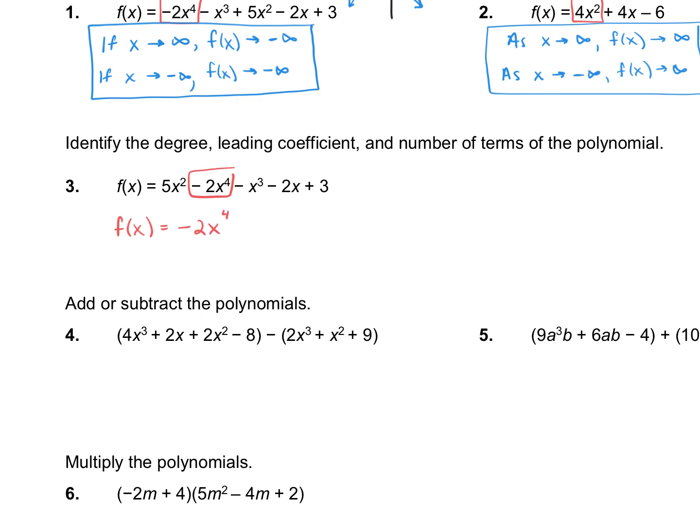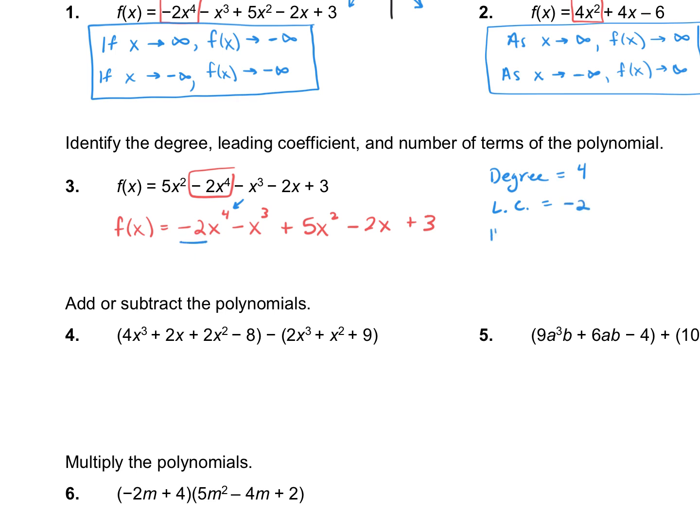Now I'm going to look for any x cubed, and we have a minus x cubed. Next would be x squared, so plus 5x squared. Then our x to the first power, minus 2x, and then our constant term, plus 3. All right, now that we have it in standard form, our degree is the highest exponent, which is a 4, right there. Our leading coefficient is the coefficient of the leading term right here, so it's going to be that negative 2.